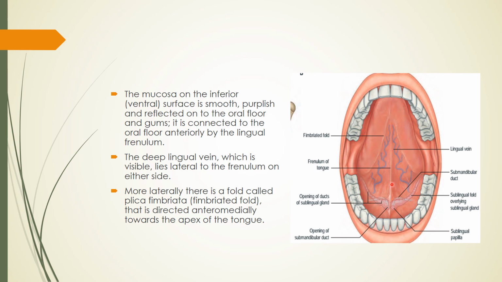Then on each side of the frenulum there is a deep lingual vein, which is visible, and it lies lateral to the frenulum on either side. This is the deep lingual vein. More laterally there is another fold that is called plica fimbriata or fimbriated fold. It is directed anteromedially towards the apex of the tongue.